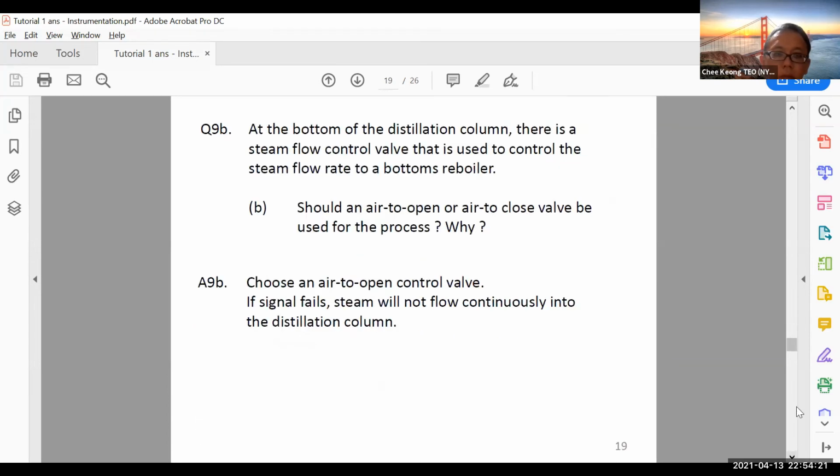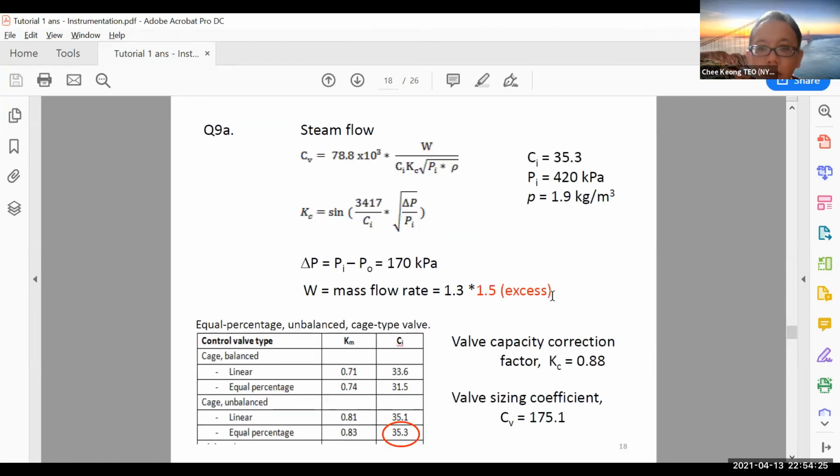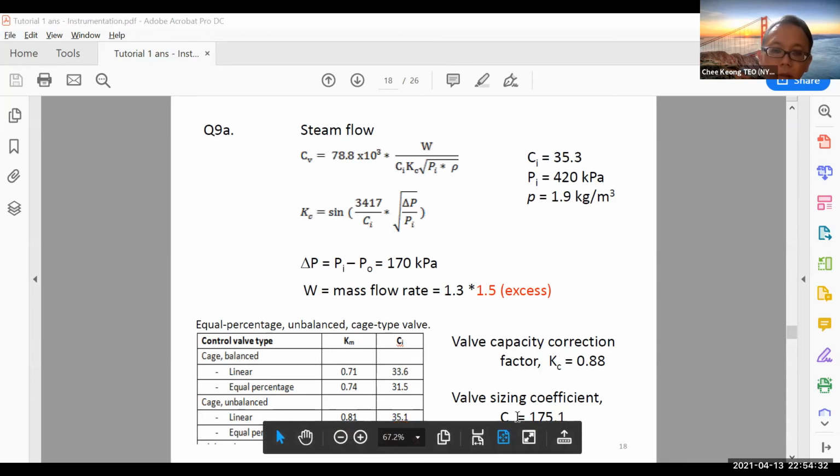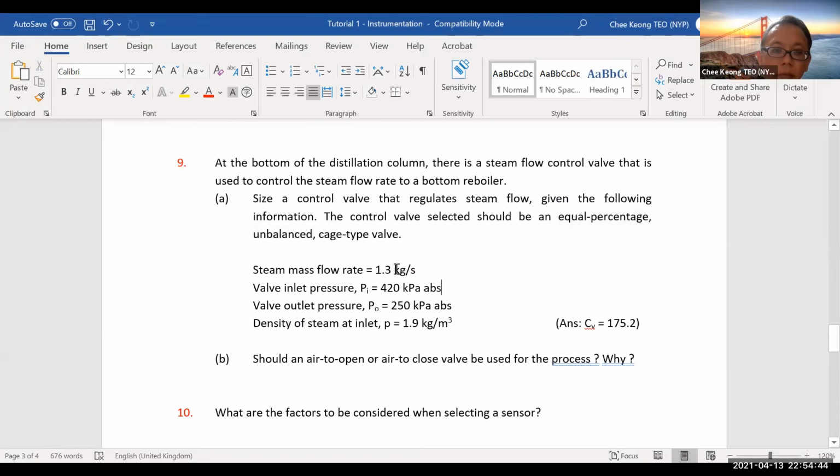Let me see if they have the solution for it. No, so basically if you plug in all these values and calculate, you should get the answer of CV equals 175.1. Okay. Now, the question actually tells you the mass flow rate. The mass flow rate W is actually 1.3. So basically, using that formula and plugging in, you should be able to find it.